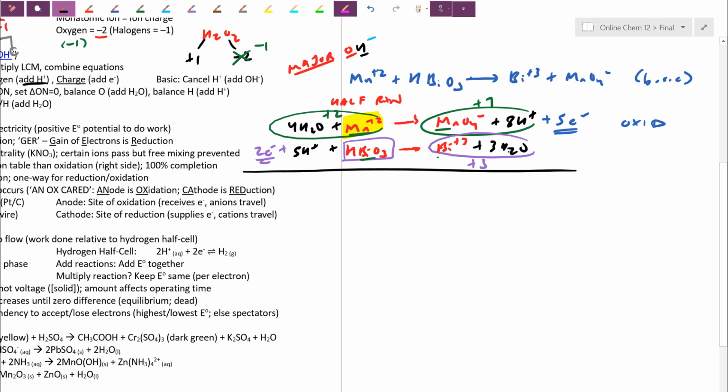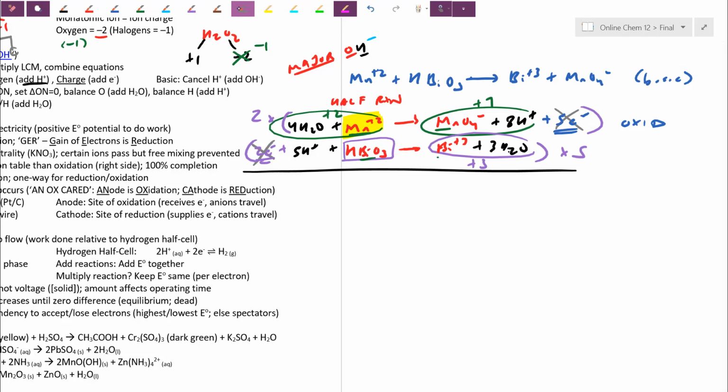Because I don't want to have any free electrons in nature, I'm going to do a lowest common multiple between 5 and 2. Both of them go into 10. Let's take this first expression and multiply it by 2, and take the second equation and multiply it by 5. That's set up so that I lose a total of 10 electrons and gain 10 electrons, so I'm not going to bother with those.